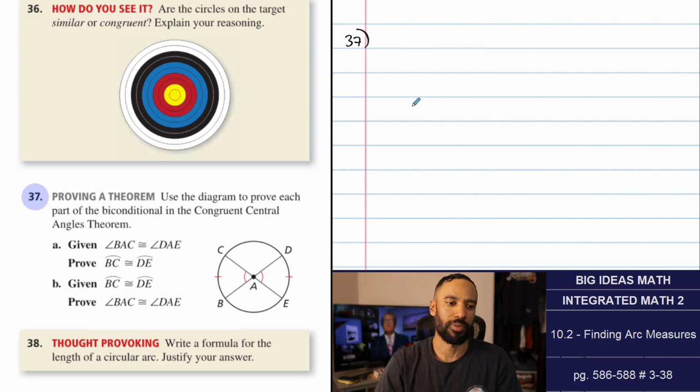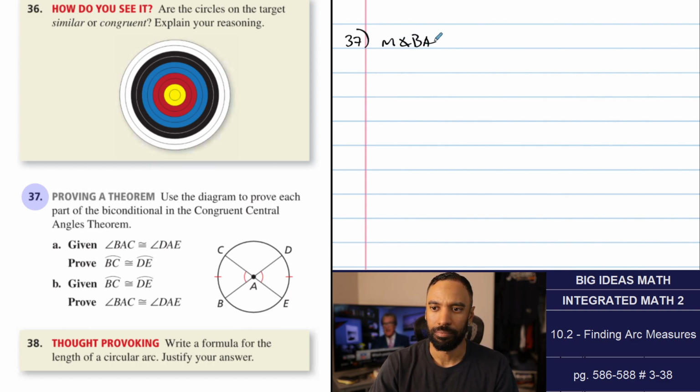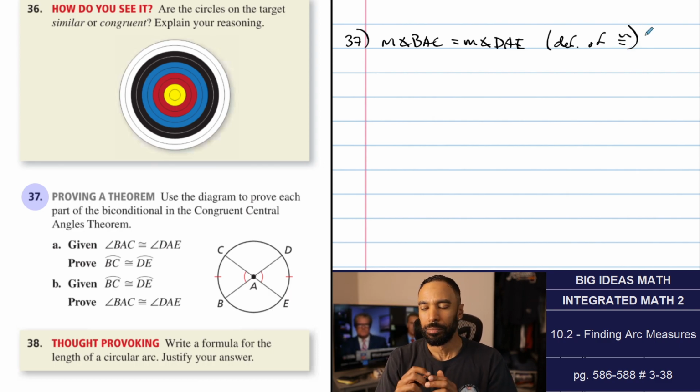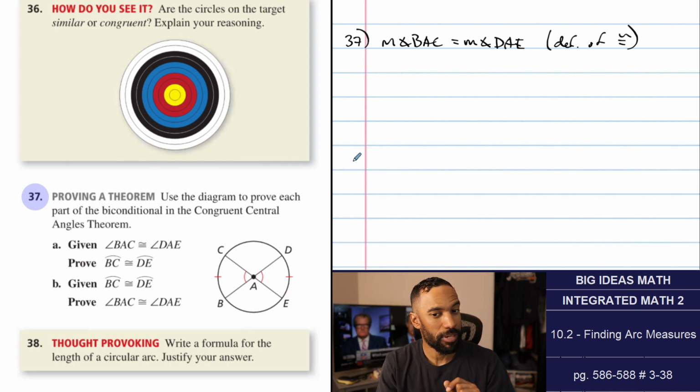So I don't know. Maybe we can say something like, given that those two are congruent, angle BAC is congruent to angle DAE, let's then say that measure of angle BAC is equal to the measure of angle DAE. That's kind of like definition of congruence still, even though it's like a different kind of way. Congruent arcs have equal measures. Equal measures doesn't necessarily mean congruent arcs, though, but if they're in the same circle, then it would.